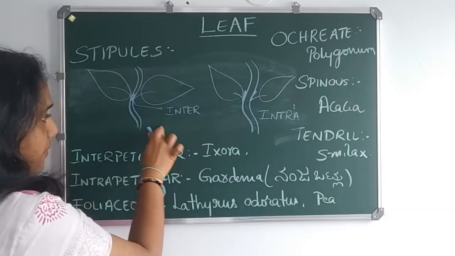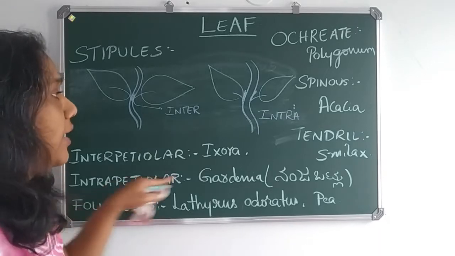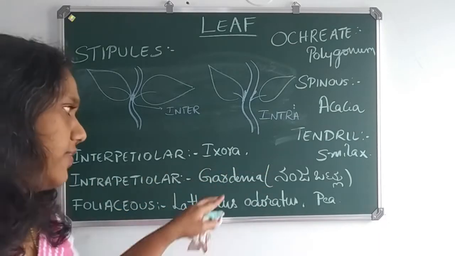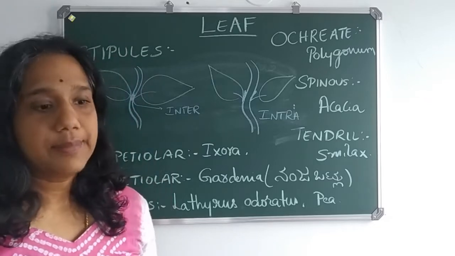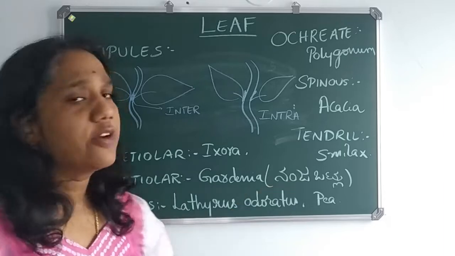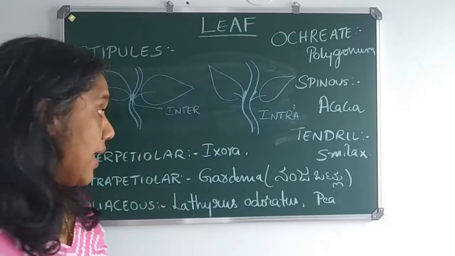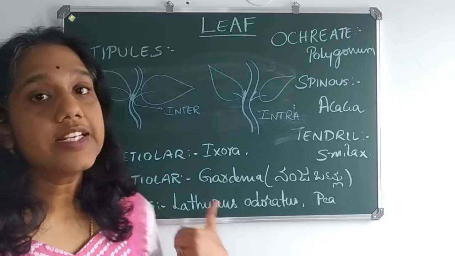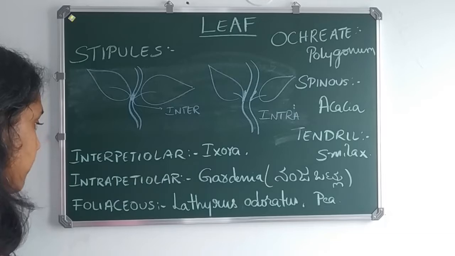Example for interpetiolar is ixora, and intrapetiolar is gardenia. Gardenia is very commonly present in almost all homes in Bengaluru and also in other parts of Karnataka. It's commonly called Gandharaja. If you see a gardenia plant, please understand that it is an example for intrapetiolar stipules.